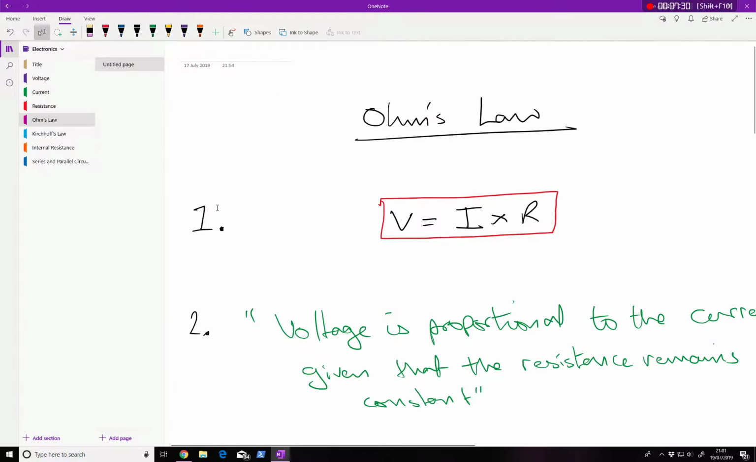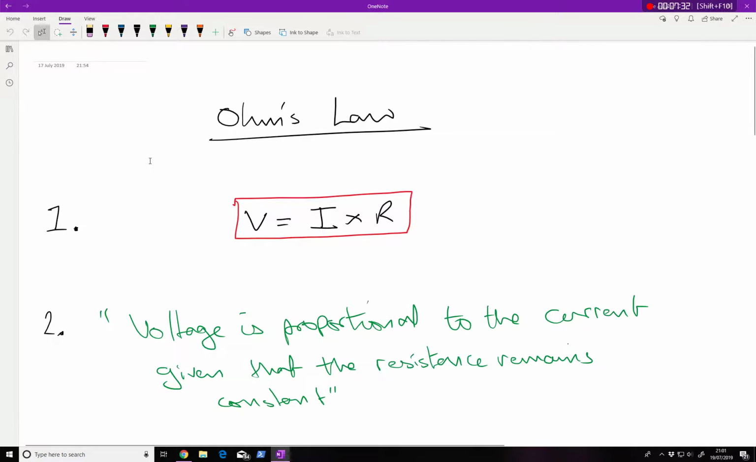Okay, moving on. Ohm's law. Now, this equation is very, very important for circuit analysis. Ohm's law is the voltage equals the current multiplied by the resistance. If you were to be asked, oh, what's the definition of Ohm's law? What does Ohm's law mean? It simply means that the voltage is proportional to the current given that the resistance remains constant. So Ohm's law is actually more applicable to well-behaved circuits.